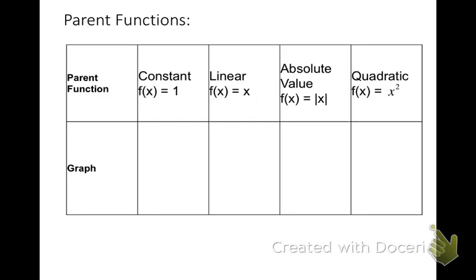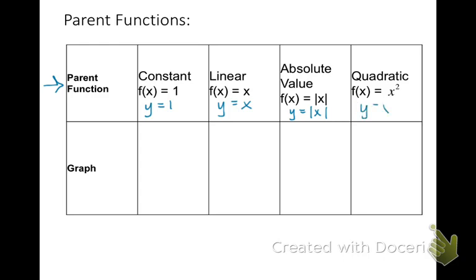So in the very first row of your table, you're going to write down the four types of functions that we're going to talk about in this table. So across the top, write down constant, and then in function form is the most basic equation of a constant function. You can think of f of x as y. And then linear, f of x or y equals x. Absolute value, f of x or y equals the absolute value of x. And then quadratic, f of x or y equals x squared.